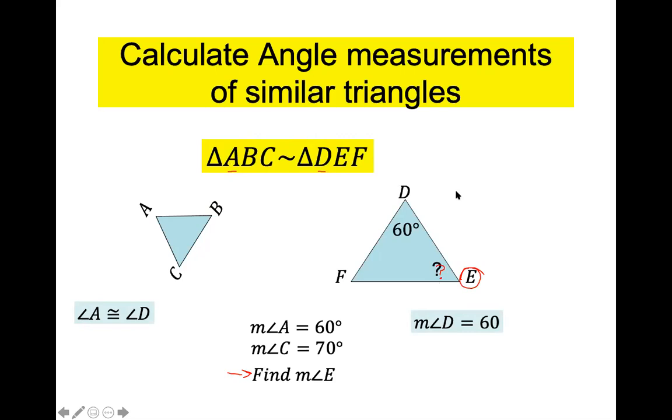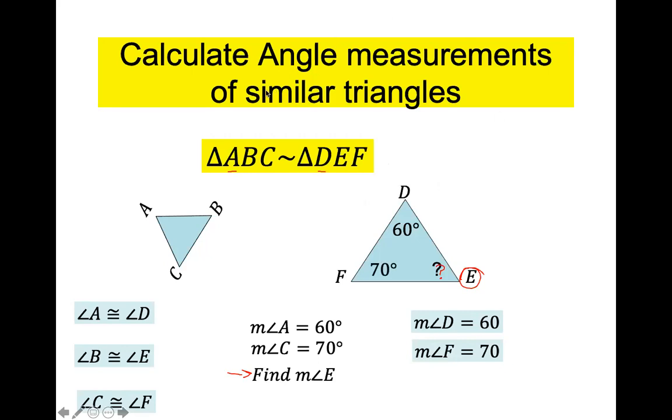Second statement, if C is 70, B corresponds with, I'm just putting a question mark there. If C is 70 and C is the last letter, it corresponds with the last letter of the congruency statement. C goes with F, so F is also 70.